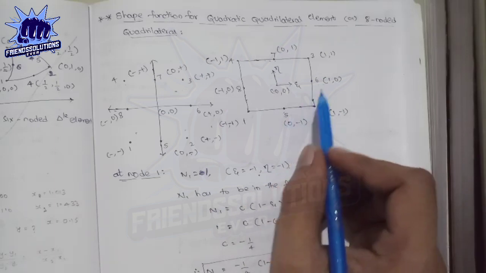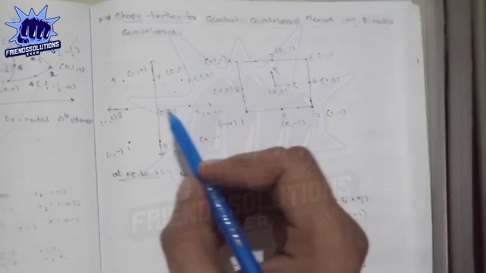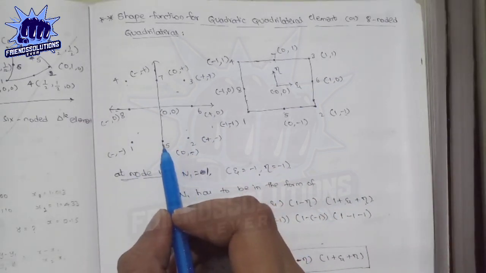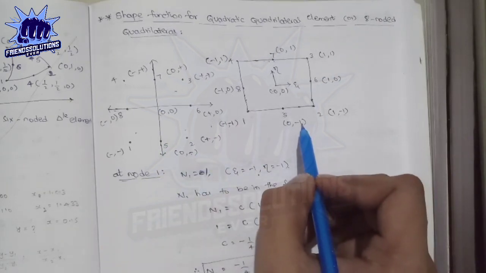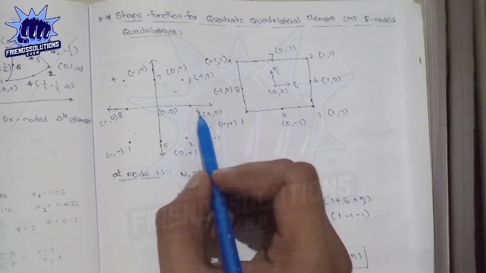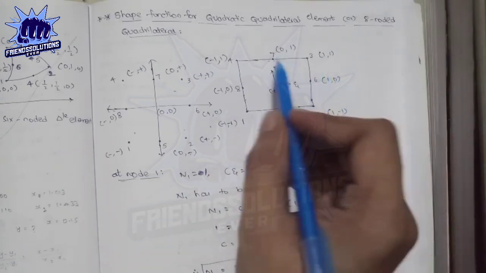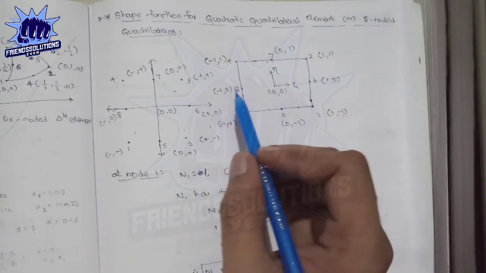Coming to the 5th, 6th, 7th and 8th nodes. These nodes are placed on axes. So the 5th node is on the negative y axis, so on the negative y axis x is 0, so 0 comma minus 1. The 6th node is on the positive x axis, and on the x axis y is equal to 0, so plus 1 comma 0. Similarly for the 7th node 0 comma 1, and for the 8th node minus 1 comma 0.